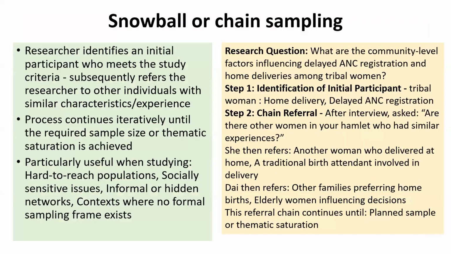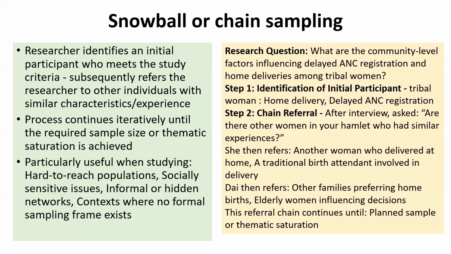The next one you all know is snowball, also known as chain sampling. Here the researcher identifies one participant who meets your inclusion criteria, and the interview is taken. At the end of the interview, you ask the respondent, do you know someone else who has these criteria, who is like you? You go and interview that second person, and that person refers you to some more people like that, and you go on adding individuals to your sample. That is how you build up your sample size. That is known as snowball sampling.